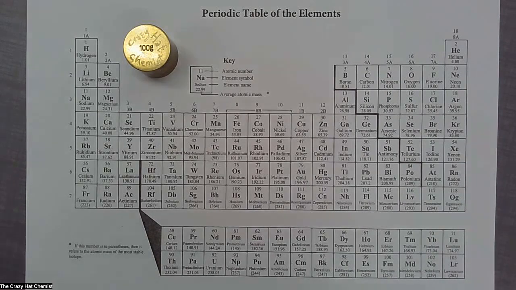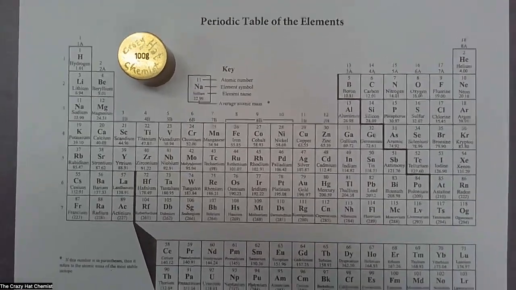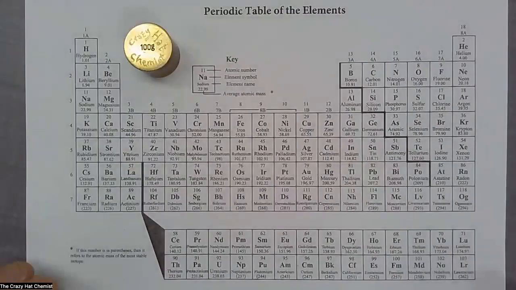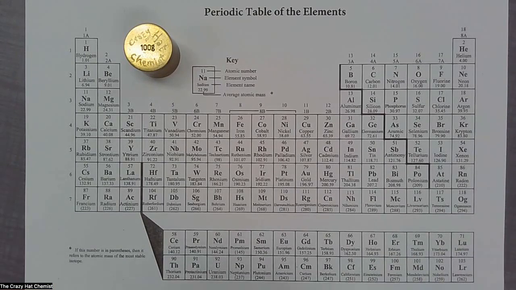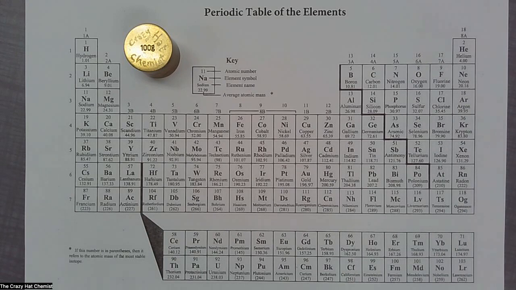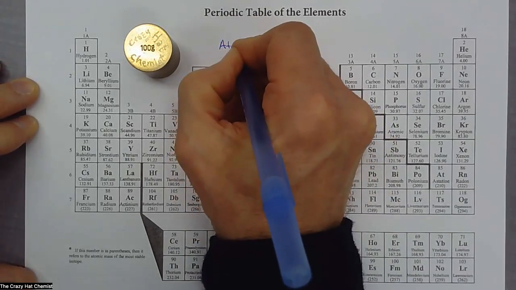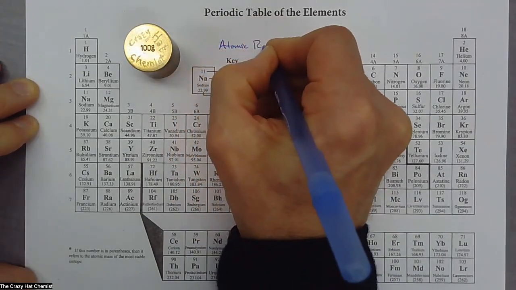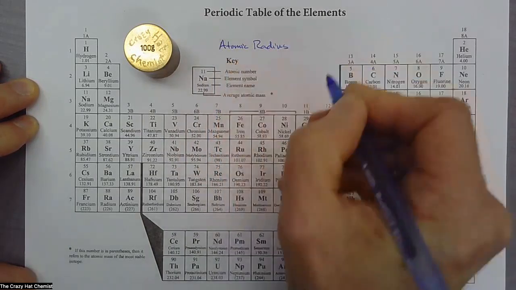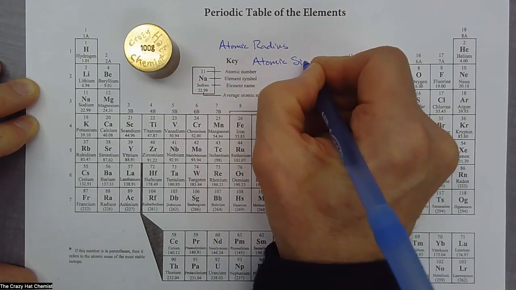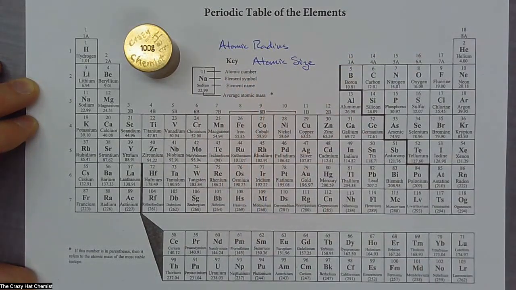Okay. All right. So you got your beautiful periodic table. You're quite happy with this lovely periodic table here. And you got all the elements on there, and we need to figure out the size, atomic radius or size. So let's write that down. So atomic radius or atomic size.